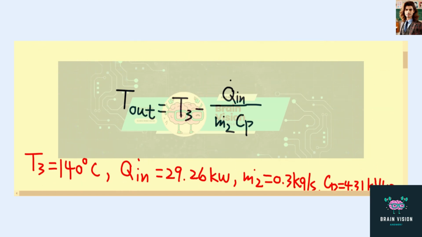And now we can determine the exit temperature of the geothermal water, which is the T out here. So T out can be equal to T3 minus Q dot in over M dot 2 times Cp. So I have T3 is given as 140 degrees Celsius, which is the available temperature from the question. And Q dot in is the one which is calculated, which is 29.26 kilowatts.